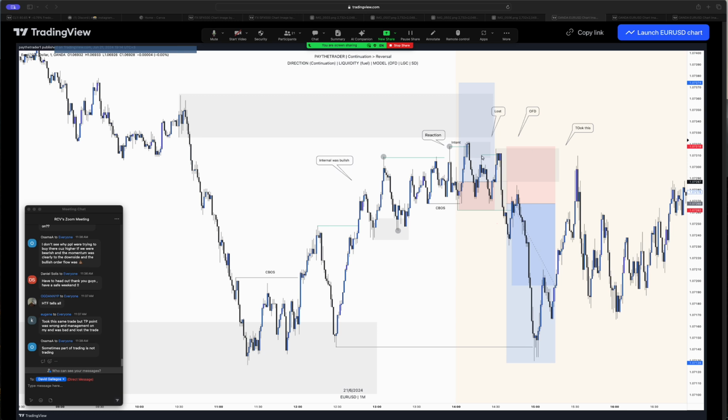But for the purpose of supposing, if we do have a POI here, then was that a CBOS or not? Yes. If there is a POI here, then yes, CBOS break. Yeah, thanks.